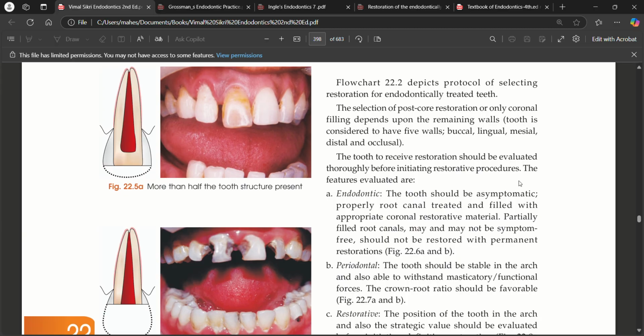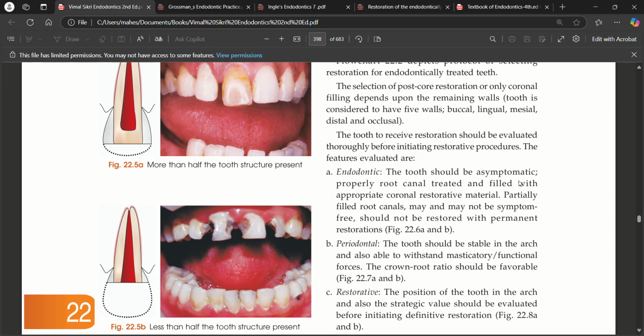The tooth should be evaluated thoroughly before initiating the restorative procedure. The endodontic tooth should be asymptomatic, properly root canal treated, and filled with the appropriate coronal restorative material. Partially filled root canals may or may not be symptom free. Should not be restored with the permanent restoration.